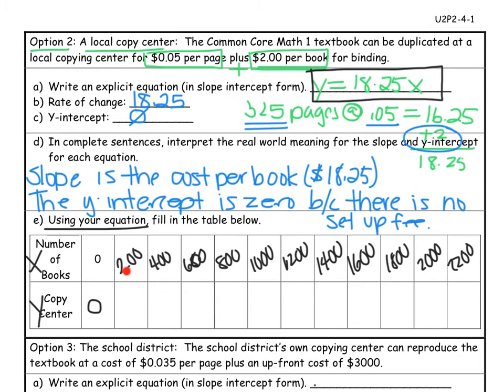For 200 books, we're going to plug in 200 for X, and so 200 times 18.25 is $3,650. If we need to print 400 books, it's 400 times 18.25, and that is $7,300. So you need to complete the table, fill this in all the way to the end, and we'll check those answers in class tomorrow.